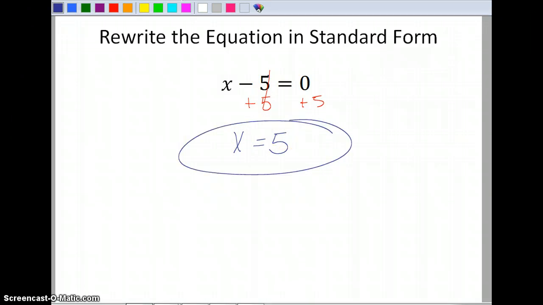If there's not a y, you just don't write it. If there's not an x term, you just don't write it.